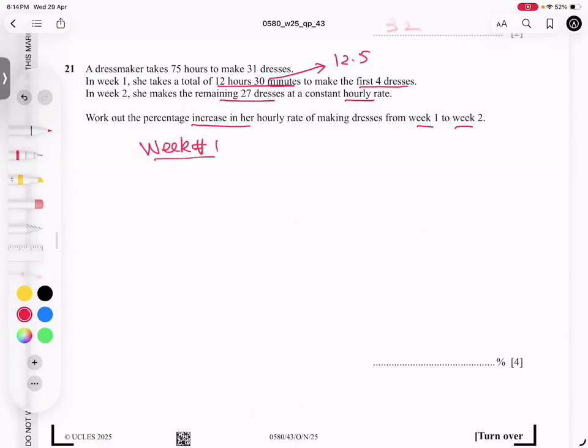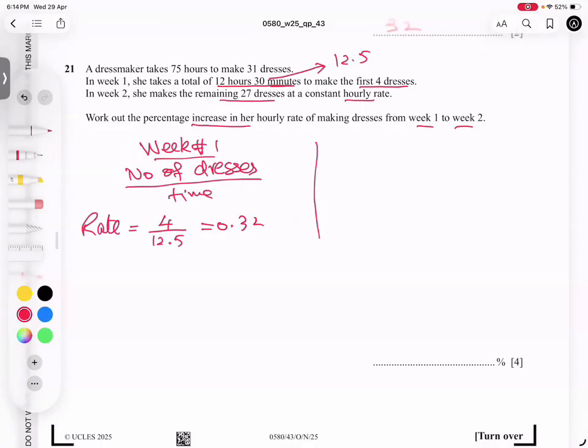Week 1, and basic what criteria we have? Dresses, number of dresses divided by time. So number of dresses over time will give us a rate of work. And the dresses, how many we have? First 4 dresses by time. So I'm getting 4 over 12.5. So if I check it, 4 over 12.5, the rate is coming 0.32. This is the rate of the first week.